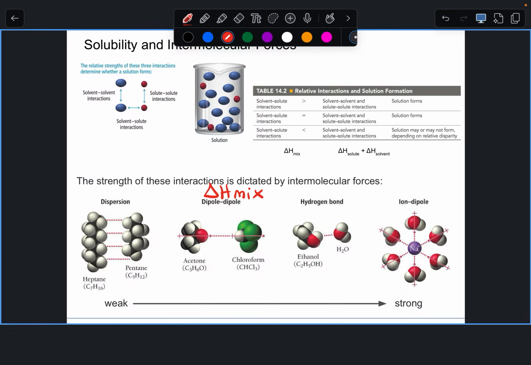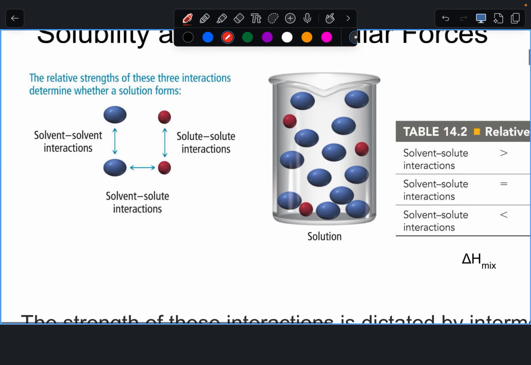So they have this other little diagram up here. You have to break apart the solute. The red ones are representing the solute. So this is like step number 1. You have to break apart the solvent. That's step number 2. And you have to form the solute-solvent interactions. That's step number 3. And the individual strength of each of those steps is what we care about. And the way we know the strength of them is from their intermolecular forces.